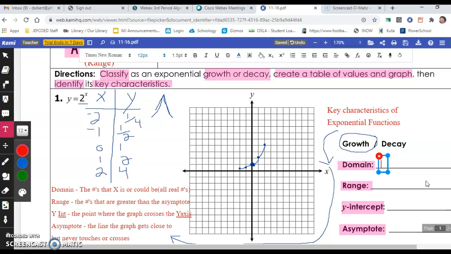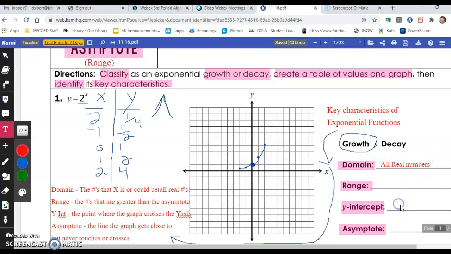It's your x values, and what values can we use for x? All real numbers. Okay. My y-intercept is where it crosses the y-axis. And where did it cross the y-axis at? What coordinate?